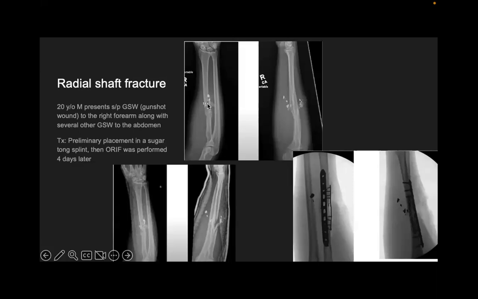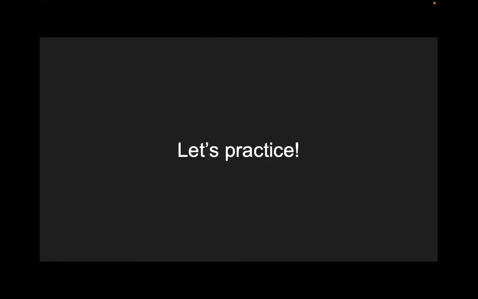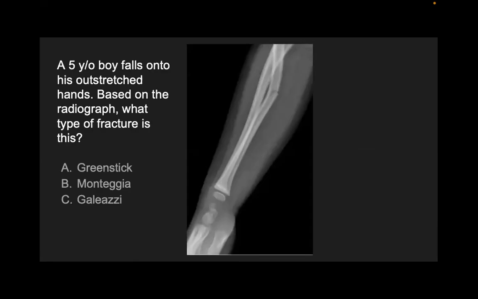Questions? All right, so last couple things. These are going to be just some quick practice questions to learn about, again, the fractures that we talked about, if we can remember their classifications and their names. So who wants to take the first question? All right. A 5-year-old boy falls onto his outstretched hand, and what do we see?